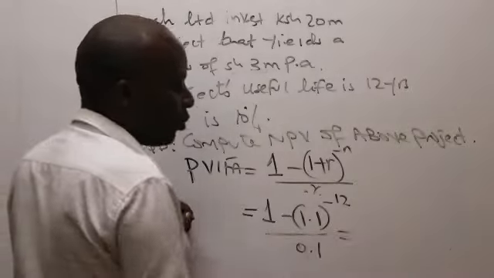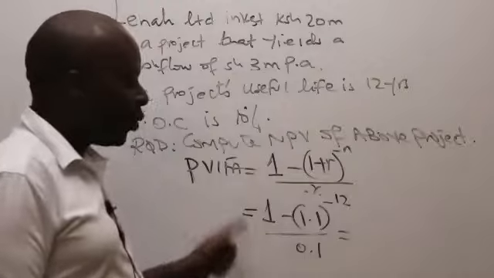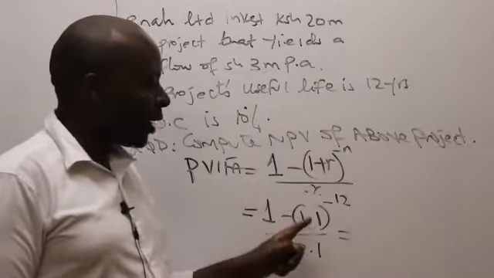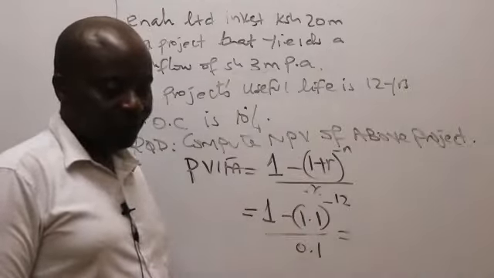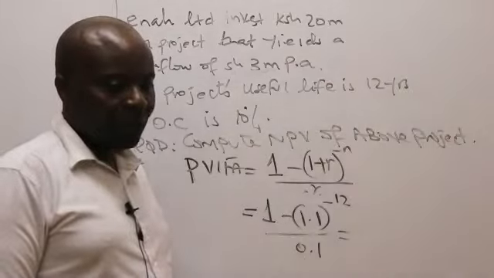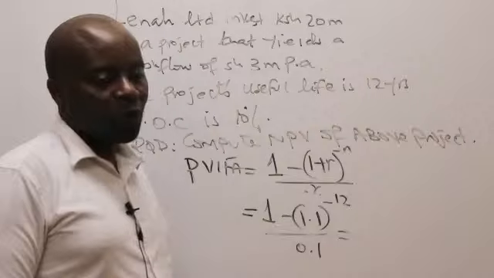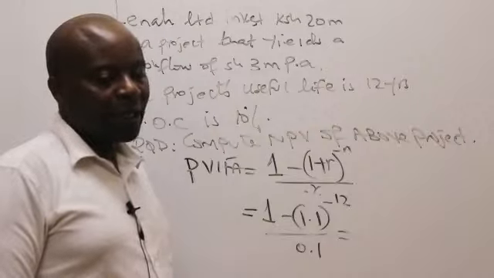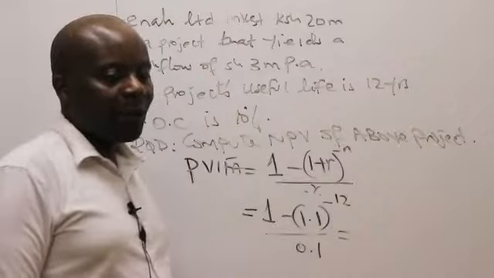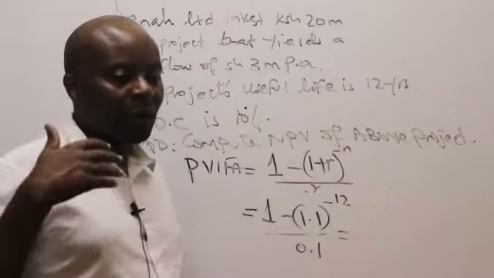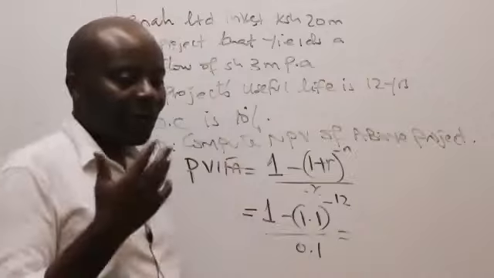So now I need to move slowly here, say 1 minus 1.1 raised to negative 12. 1 minus 1.1 raised to negative 12 equals whatever I get, I divide by 0.1. Whatever I get, I divide by 0.1, and then I'll be able to shout the figure and say, hooray.